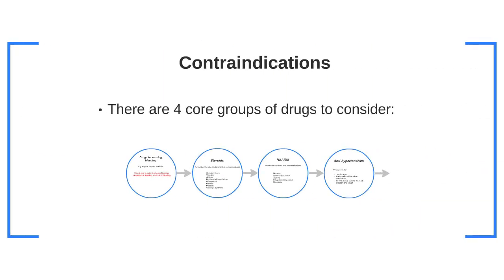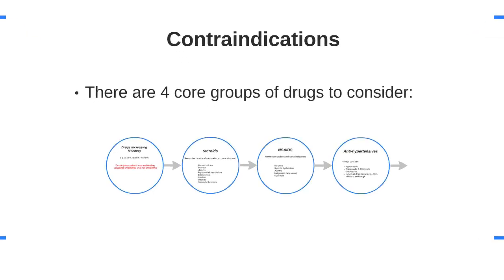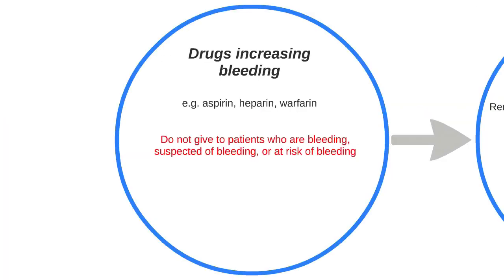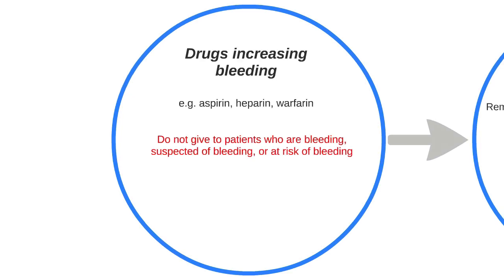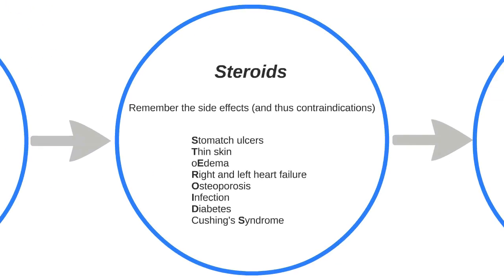Now C, the first of our bigger categories. C stands for contraindications, and you should always consider and review 4 important areas. The first of these are drugs that increase bleeding. Examples here would include aspirin, heparin, and warfarin. It is important that in patients who are at risk of bleeding or who are actively bleeding, these agents are withheld.